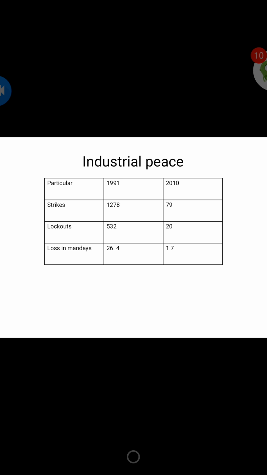The last point is industrial peace. Industrial disputes, strikes and lockouts took place, and they affected the production and productivity of the business. This disturbance affected the peace of society. If you see the chart here, strikes, lockouts, loss in man days have reduced, right? The data make it clear that there is a reduction in the frequency of strikes, lockouts and man days lost, which is an indication of industrial peace along with economic progress.